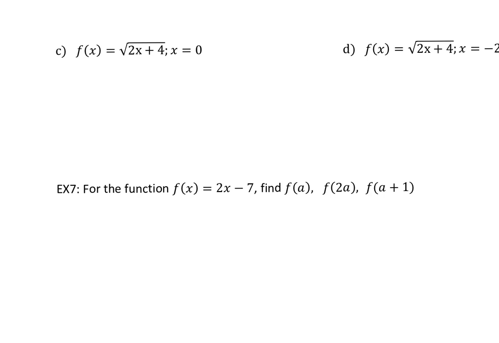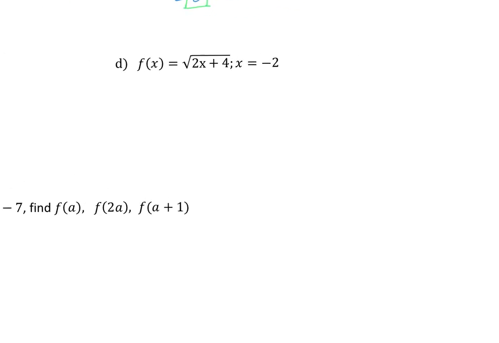And C and D, exact same function. In part C, we want to put in 0 for x. So f of 0 is equal to the square root of 2 times 0 plus 4. So 2 times 0 is simply 0. This is the square root of 4. And that would be 2. So f of 0 is equal to 2.